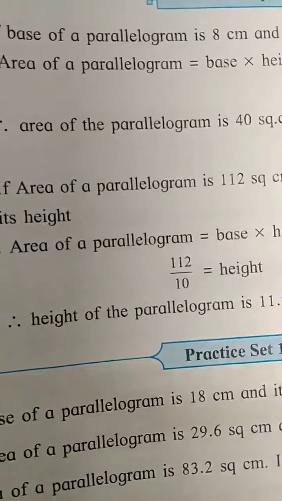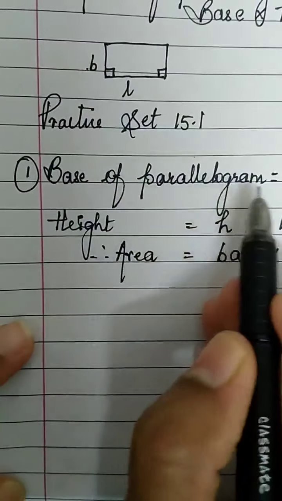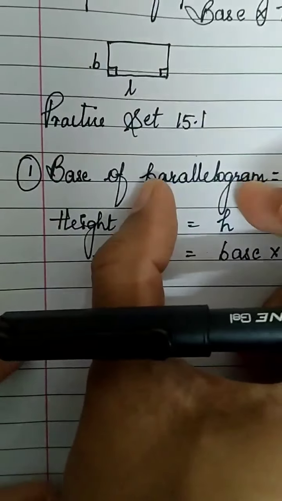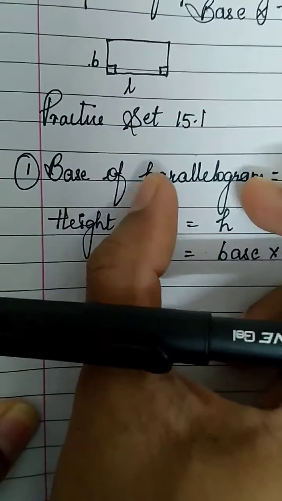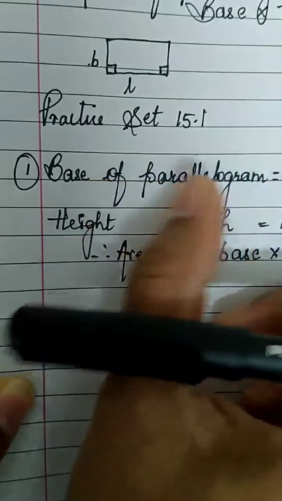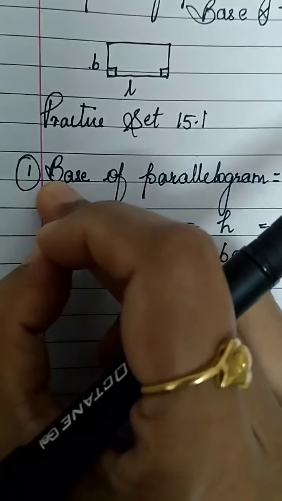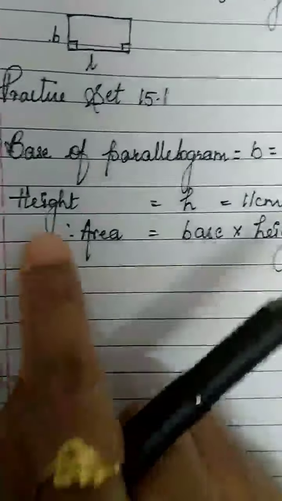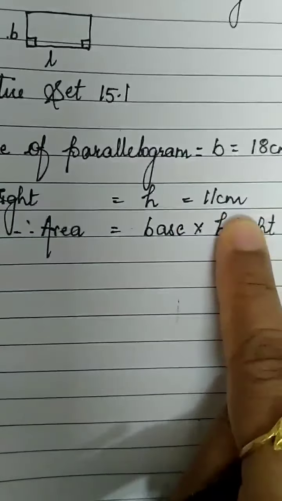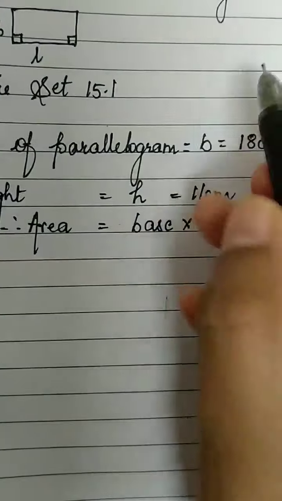Okay, so let's start. As you can see, I have written the given details, base of parallelogram. In the first line, you mention about the quadrilateral, whether it is parallelogram, rhombus, rectangle, whatever. In the first step that you mention. So this is about a parallelogram. So I have written base of parallelogram B is 18 centimeter, height H is 11 centimeter. Therefore area is equal to base into height.